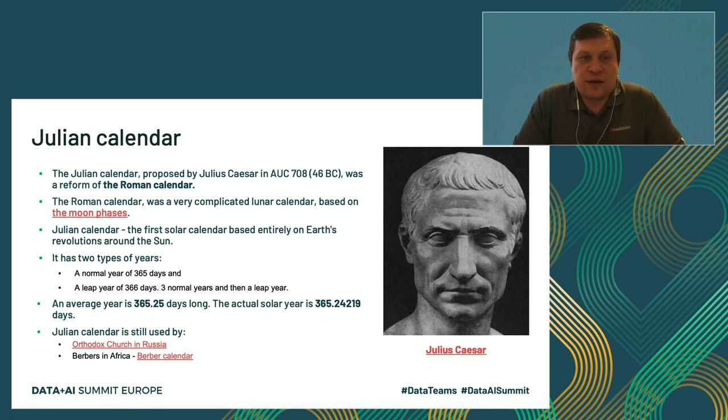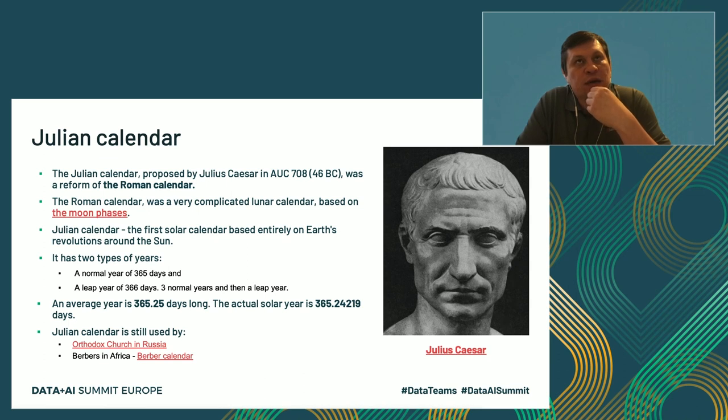Because the Julian calendar was used in previous Spark versions, it's important to highlight some details of the Julian calendar. Initially it was proposed by Julius Caesar, so many years ago. This was the first calendar after the Roman calendars, which were pretty complicated and based on the lunar calendar, on moon phases. The Julian calendar is the first solar calendar, and it's more precise.